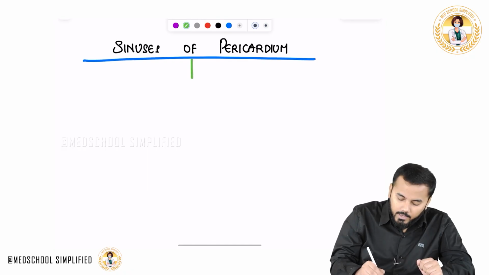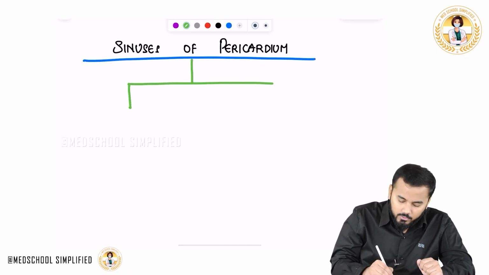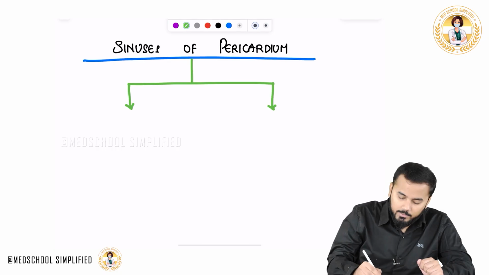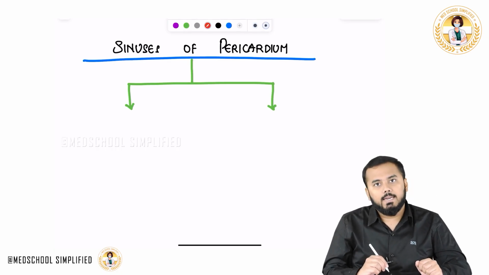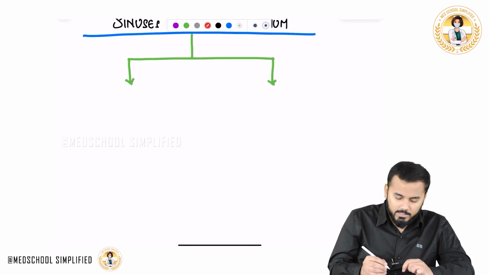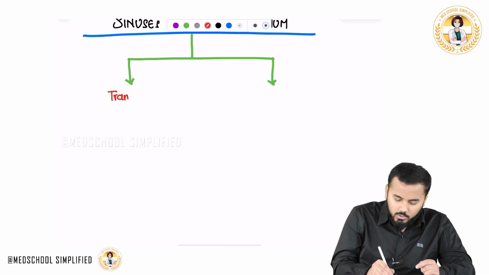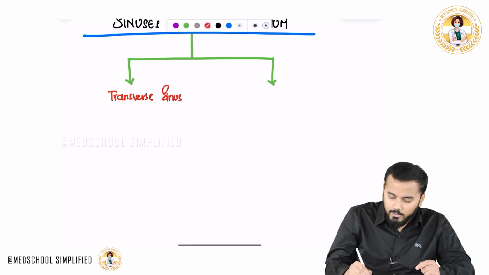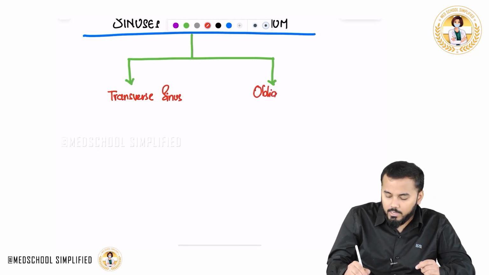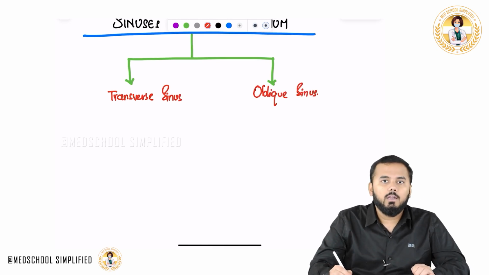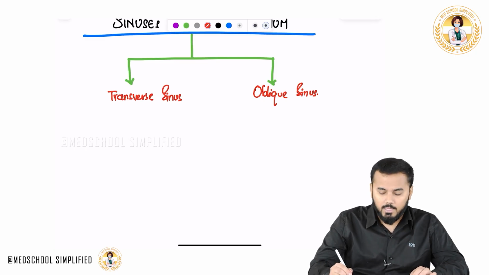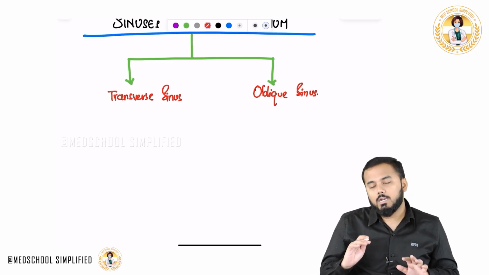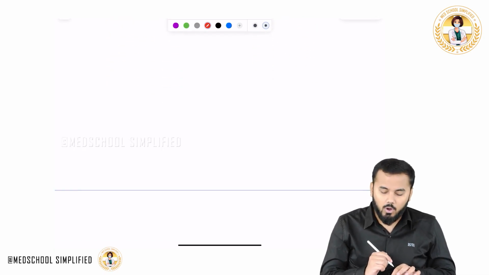In the pericardium we basically have two different types of sinuses. What are these two types? One is called the transverse sinus, and the other one is called the oblique sinus. Two important sinuses we have got: the transverse sinus and the oblique sinus. Now we shall look at what these transverse and oblique sinuses are.